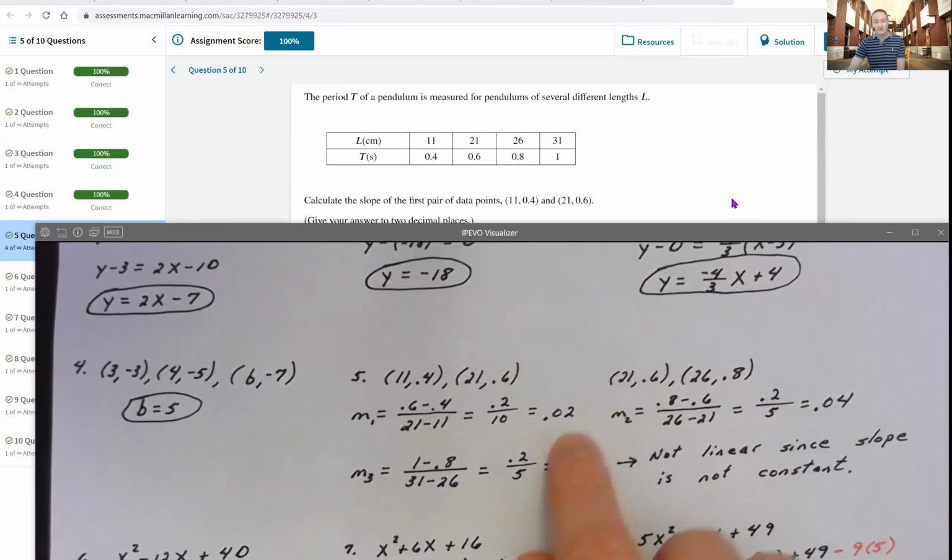Now, the slope between the last two columns, between 26.8 and 31.1, again, I did the change in y, 1 minus 0.8, over 31 minus 26. I got a change in the y component, again, of 0.2. But the change in x of 0.5, giving me a slope of 0.04.